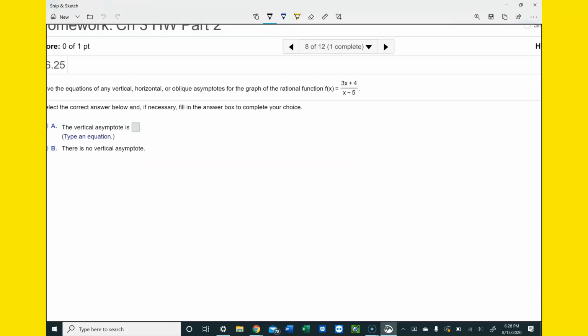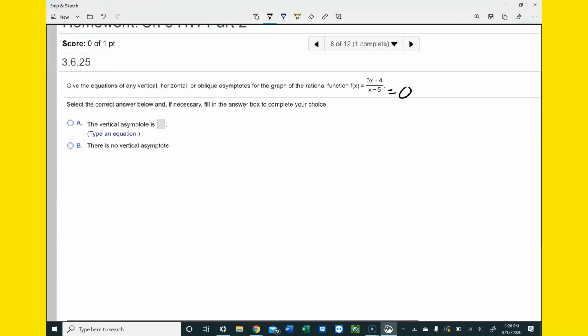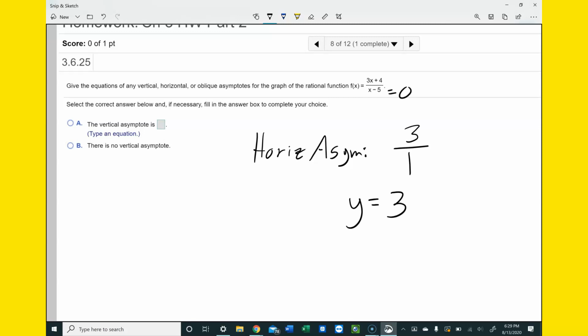Okay, vertical asymptote, you already know what to do there. What about horizontal asymptotes this time, or oblique? The degrees, compare them, what are they? They're the same. Since the degrees are equal on top and bottom, we have a horizontal asymptote. And where does it occur? At the ratio of the leading coefficients. What's the leading coefficient of the top? 3. What's the leading coefficient of the bottom? 1. So I have a horizontal asymptote at y equals 3. 3 over 1 is 3.